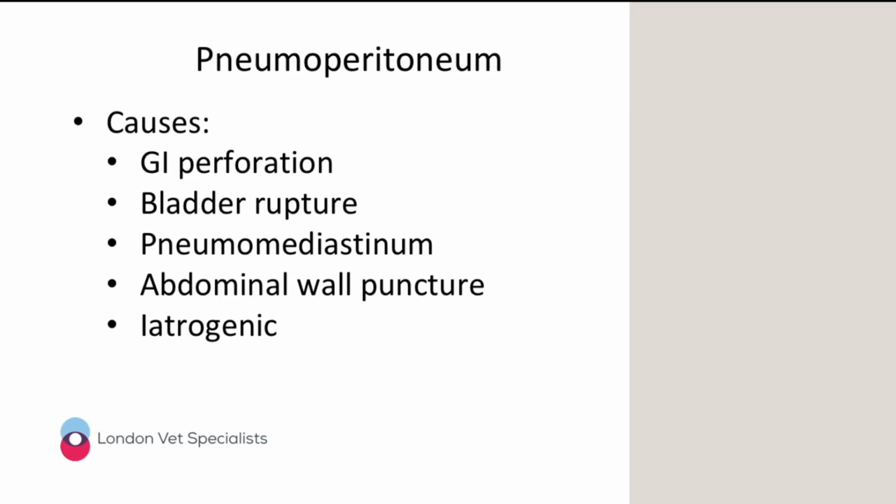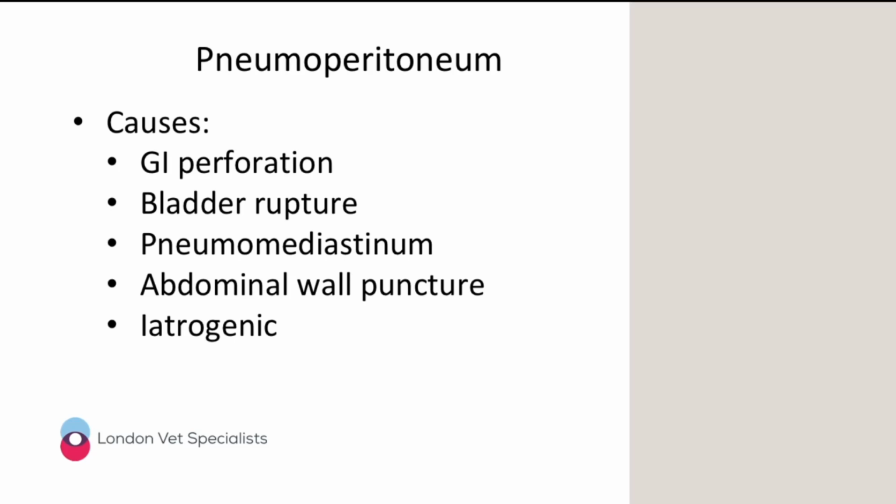So a bladder rupture, for example. You wouldn't necessarily think of a ruptured bladder in a patient that has gas in its abdomen, but that can cause it. You can have caudal migration of air from the mediastinum into the retroperitoneal space, so that's worth bearing in mind. And also, the final one on this slide, iatrogenic causes.